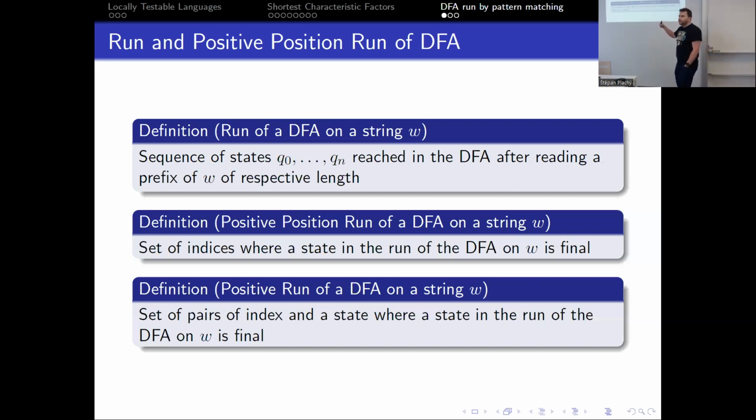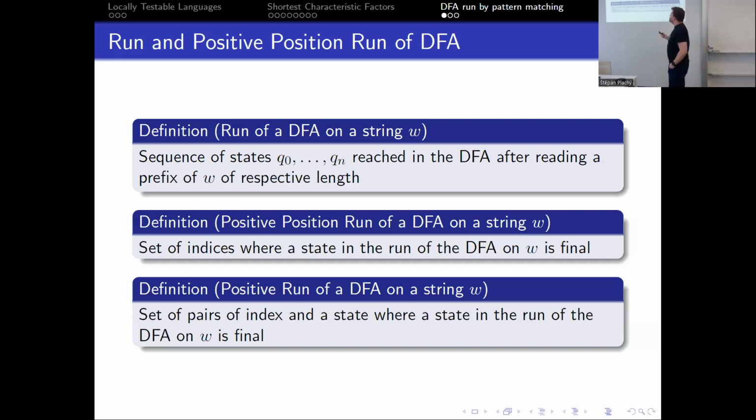For example, when I have a pattern matching problem, which means finding substrings, subsequences, or positions of substrings within a certain longer text, one approach is to create an automaton that accepts all strings that have the pattern as a suffix. That way, whenever we reach a final state, it means there is an occurrence of this pattern within the string. So for that, we are interested in where in the text we have an occurrence of a final state.